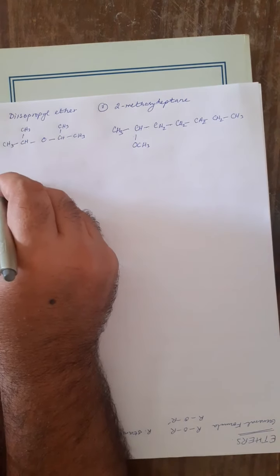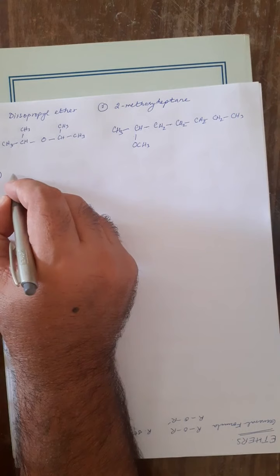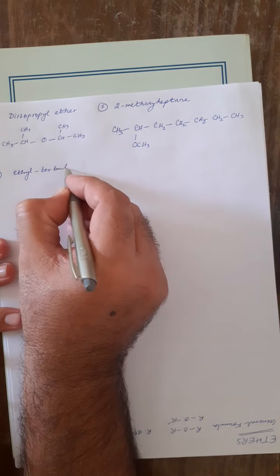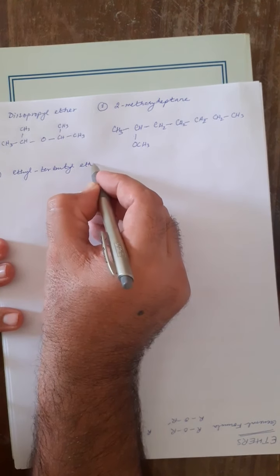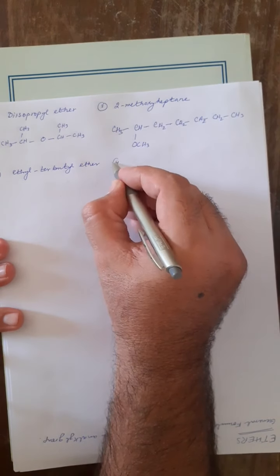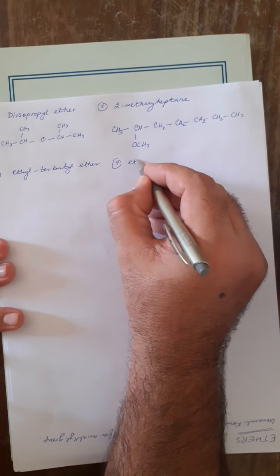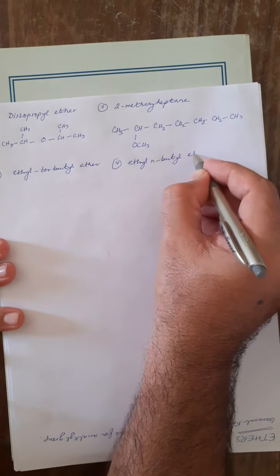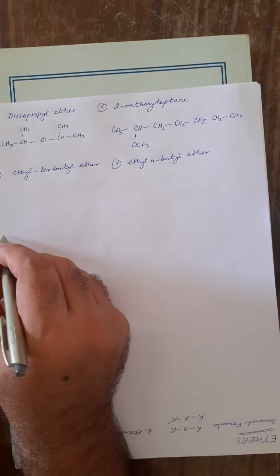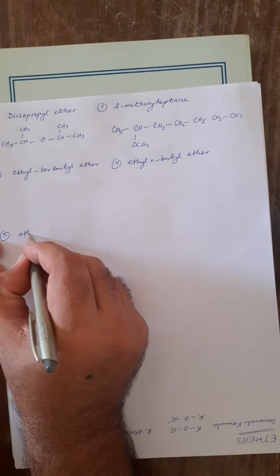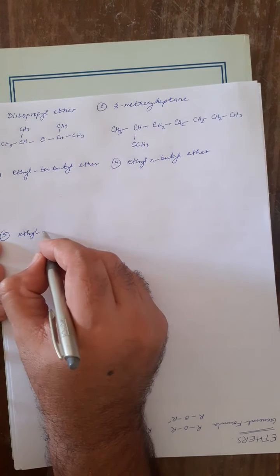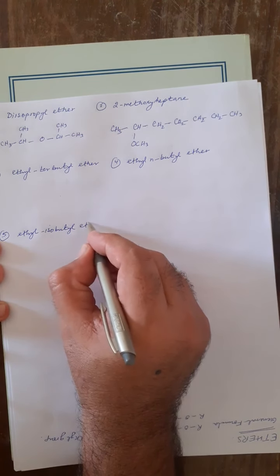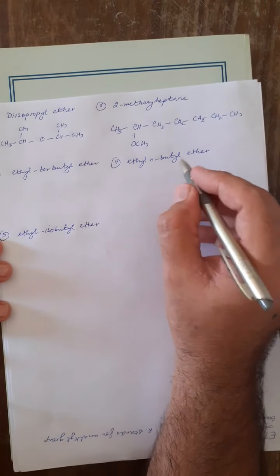The third name I'm going to write for you is going to be ethyl tertiary butyl ether. Now I'll just make two names: ethyl tertiary butyl, and I will make ethyl N-butyl ether. I'll also make ethyl isobutyl ether. No, because I have to explain a few things here. First, ethyl N-butyl ether. What do you do?